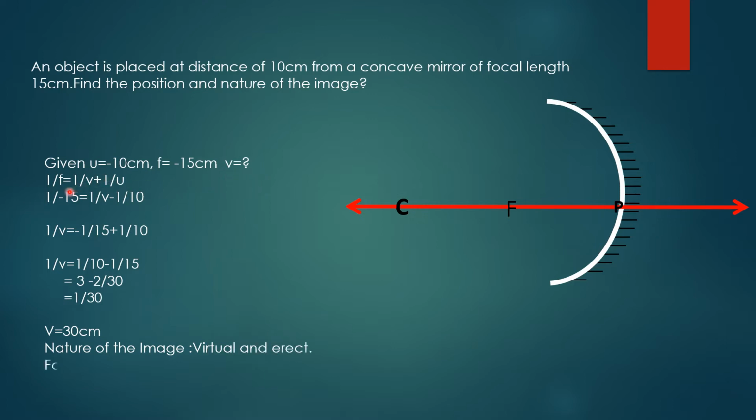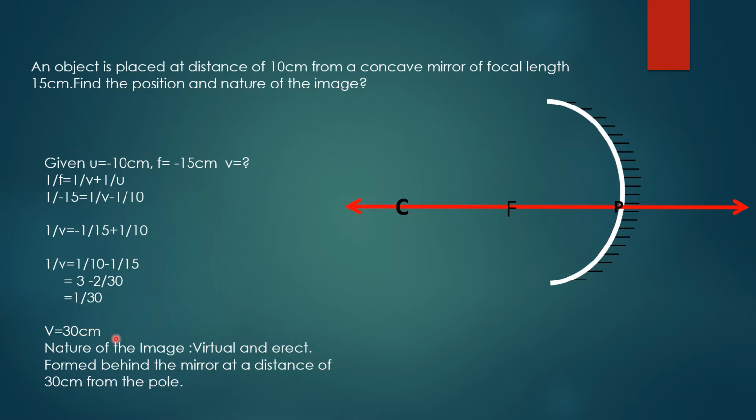You know that 1 by f is equal to 1 by v plus 1 by u. Substituting the values, 1 by focal length minus 15 is equal to 1 by v minus 1 by 10. Now make v the subject. 1 by v is equal to minus 1 by 15 plus 1 by 10. Now what is the LCM for 10 and 15? The LCM is 30. 10 goes into 30 three times, and 15 goes into 30 two times. So 3 minus 2 divided by 30, which is equal to 1 by 30. 1 by v is equal to 1 by 30. If 1 by v is equal to 1 by 30, then v is equal to how much?